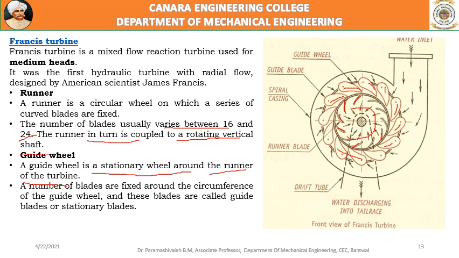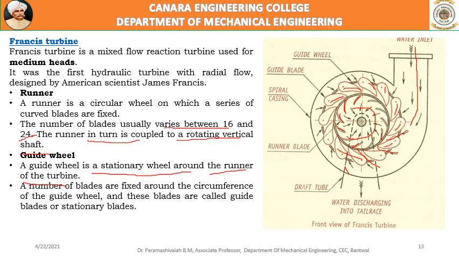It is called the guide wheel because these are the vanes or the blades which are used to guide the flow of water. When the water enters the turbine, these blades guide the water to flow towards the rotor. They provide the proper angle. That's why they are called guide wheels, and this wheel is the stator wheel which doesn't rotate.